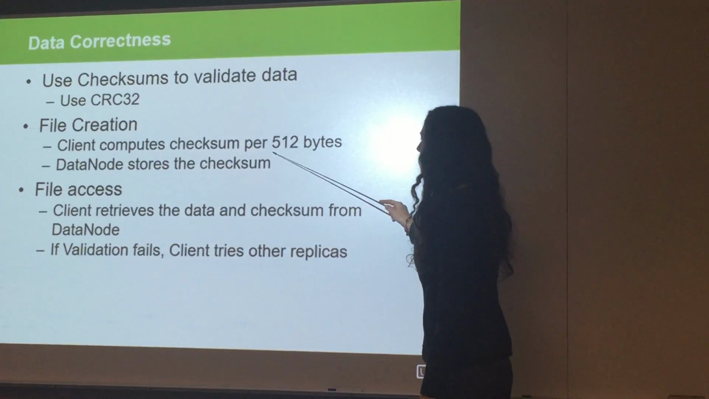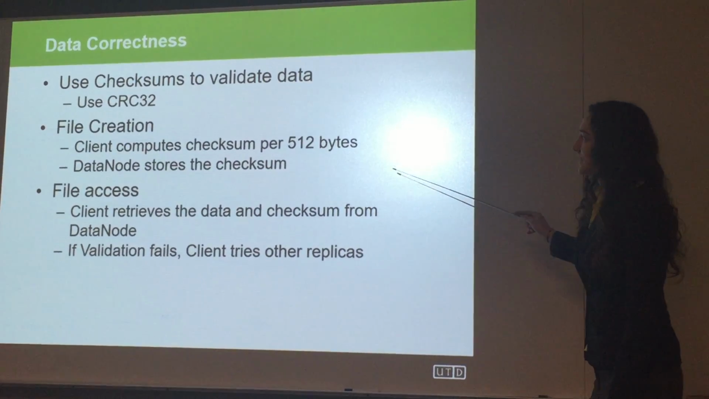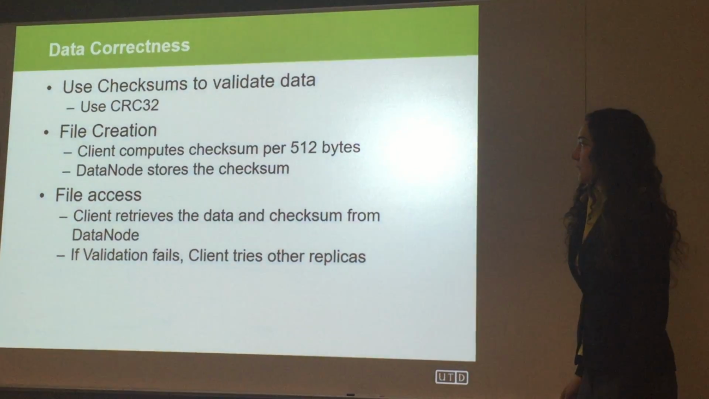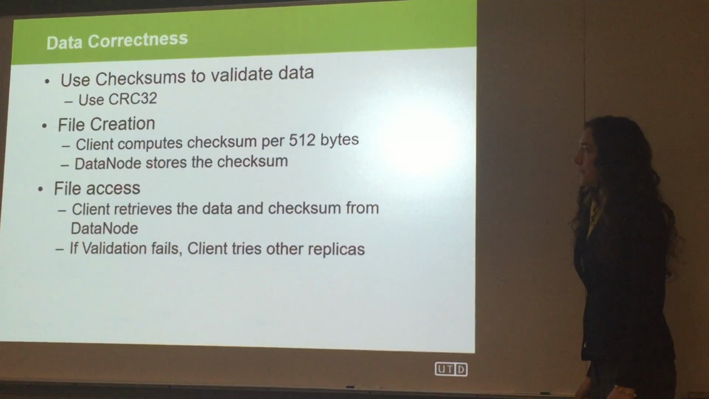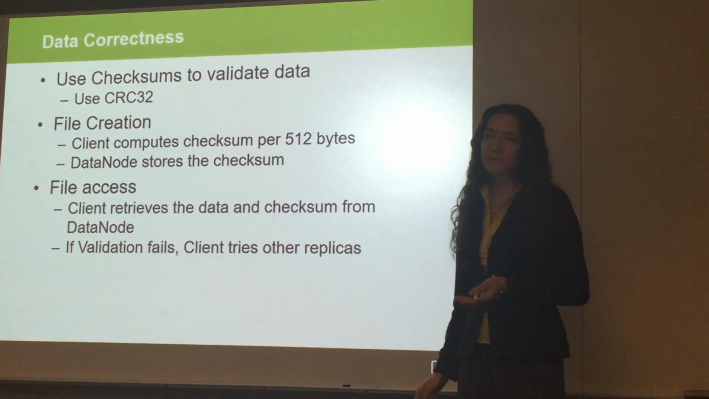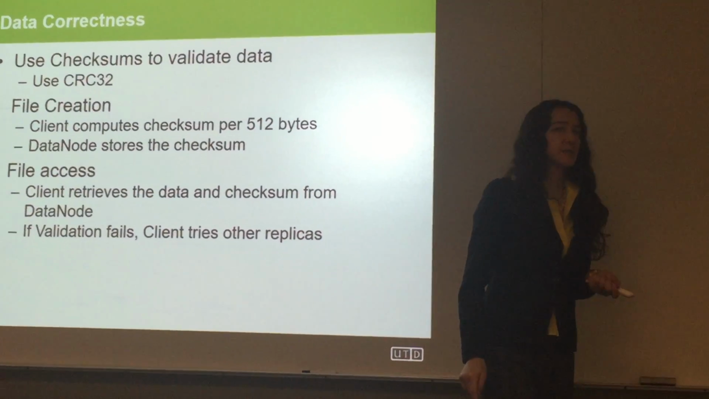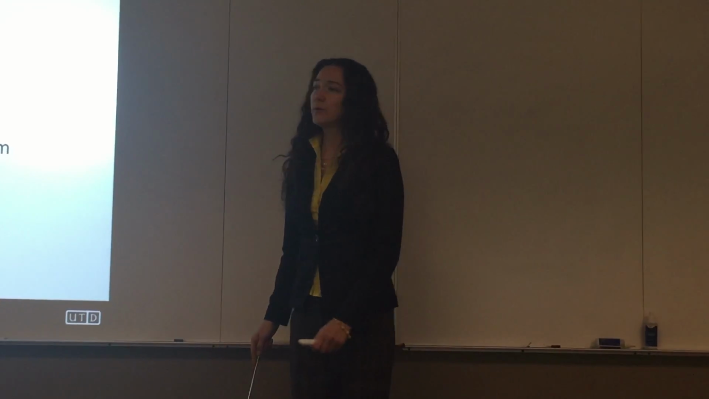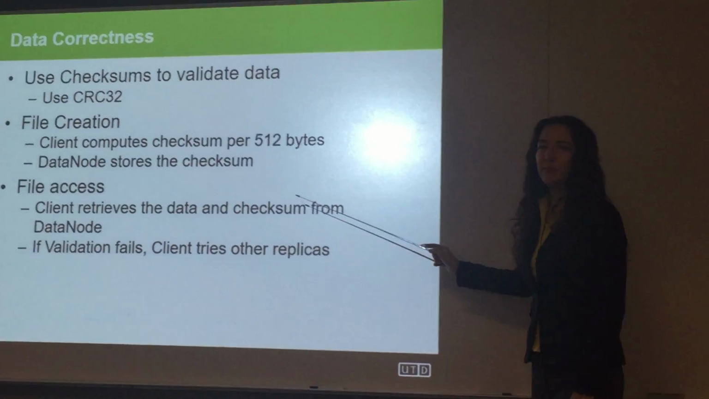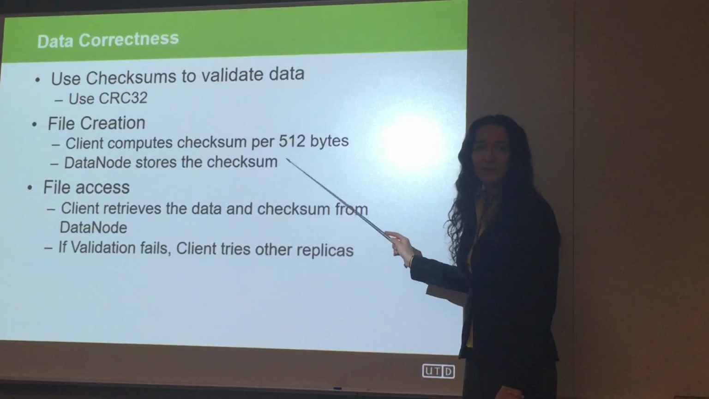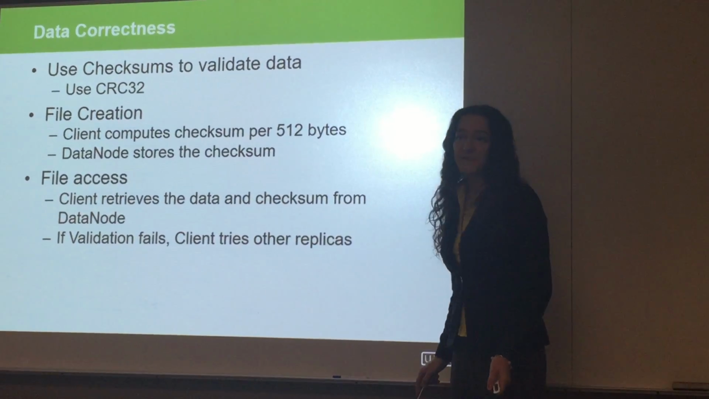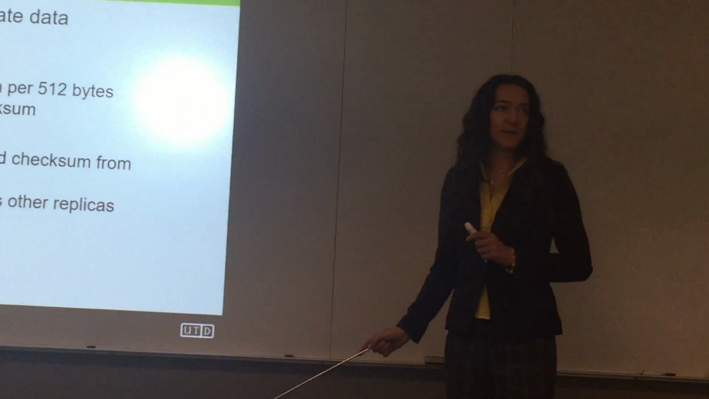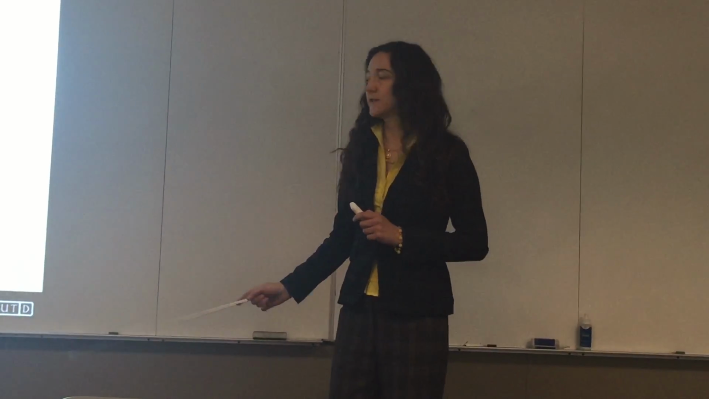The checksum is computed for every 512 bytes, and the DataNode will store this checksum. When the file is being accessed, the client can obtain this checksum and check for errors. And if the validation fails, then we will go and look for other copies. This basically means that there is corruption on the hard drive, and that the file is corrupt, and there's something wrong with it, and it cannot be read if this checksum doesn't come out right.